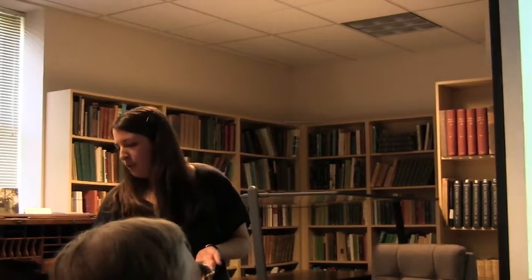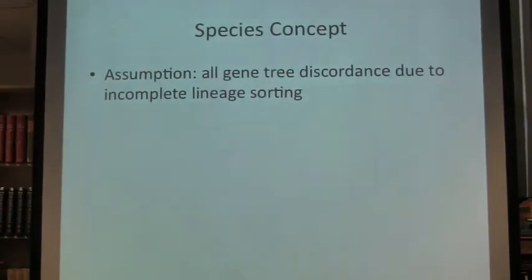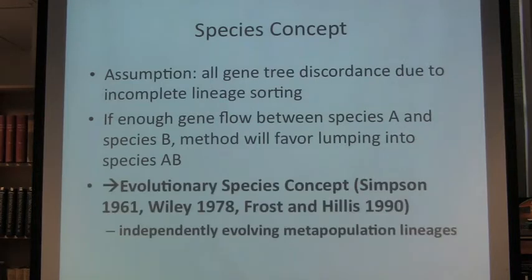So any discussion of species limits and species tree inference requires a discussion of species concepts. The assumption of all coalescent-based methods of both species delimitation and species tree inference is that all gene tree discordance is due entirely to incomplete lineage sorting. So that means that the methods shown here, as well as BPP, operate on the assumption that if there's enough gene flow between species A and B, the method should favor lumping them into species AB. So this is directly compatible with the evolutionary species concept, which defines a species as an independently evolving metapopulation lineage.